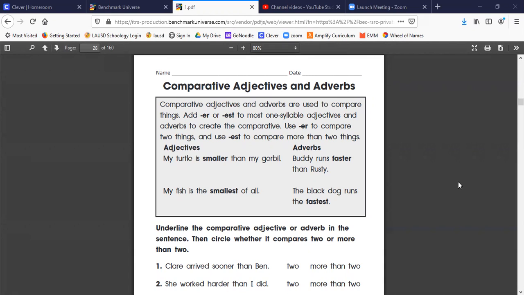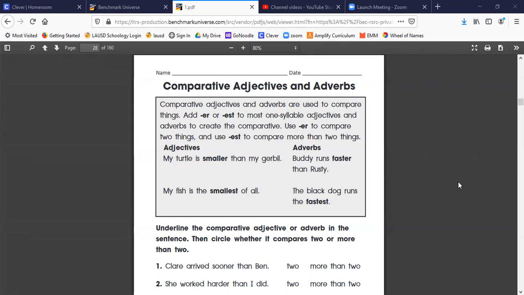We add ER when we're comparing two things for most one-syllable adjectives and adverbs. We add EST to compare more than two things, and we sometimes call that the superlative. It is better than everything else. So, for instance, my turtle is smaller than my gerbil. We're using the word smaller because we're comparing turtle and gerbil.